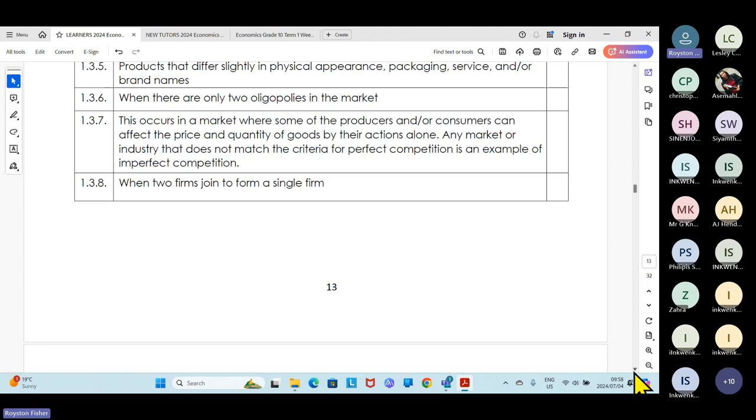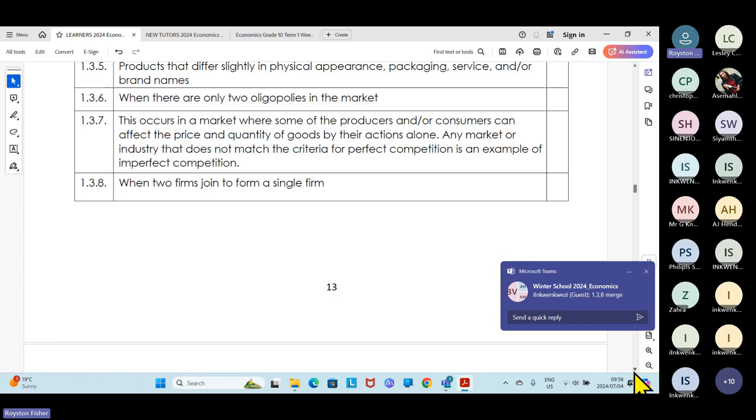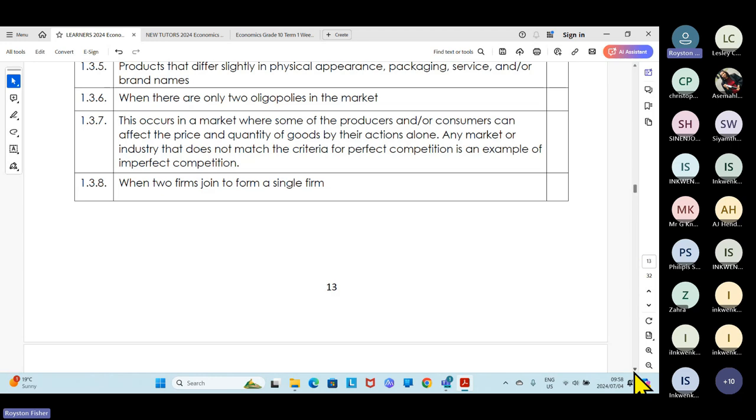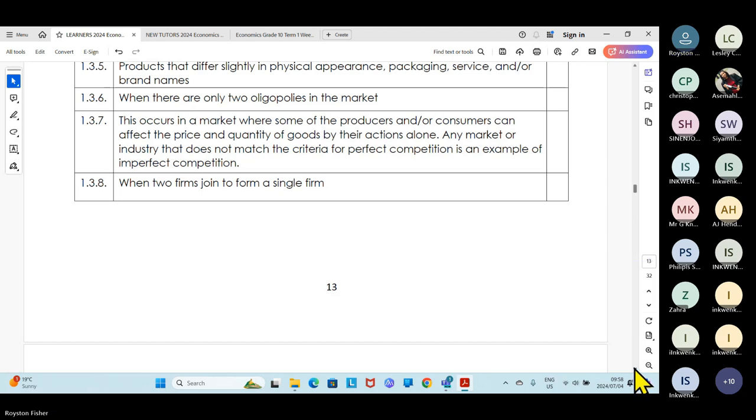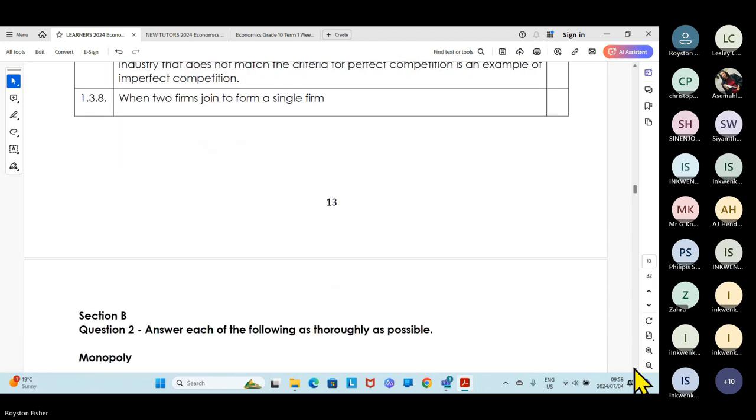1.3.8. It sounds similar to 1.3.1, but it's not the same: when two firms join to form a single firm. And the answer was given previously, and it is not a monopoly from Santa Claus, it is a merger. St. Andrews, merger, there we go. And then as well as Inkulusi Z, it is a merger. Right, so that's your answers for that.